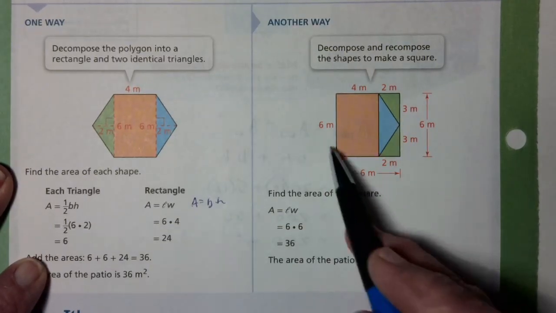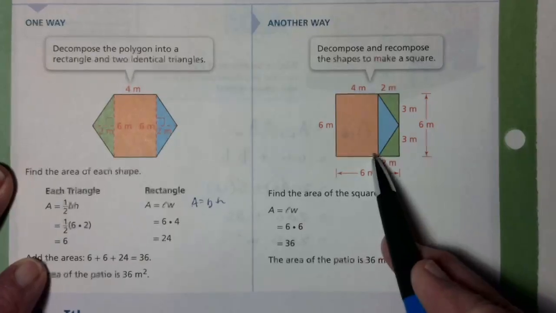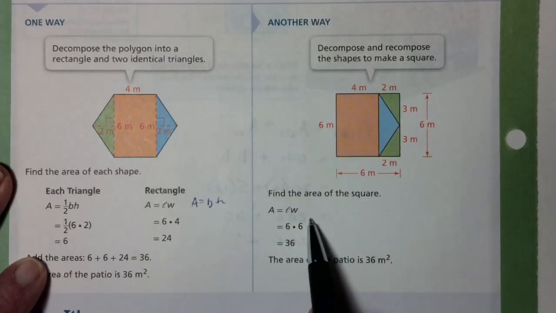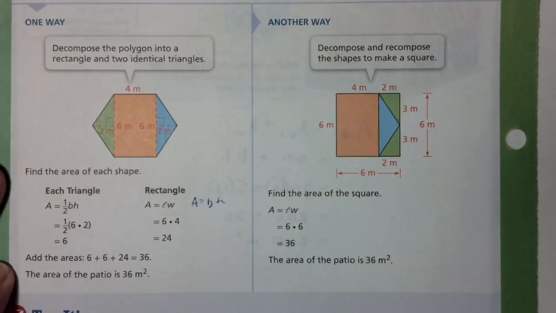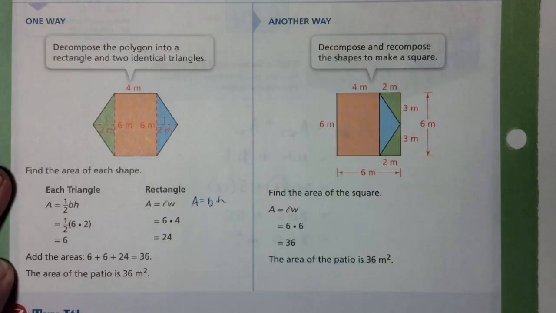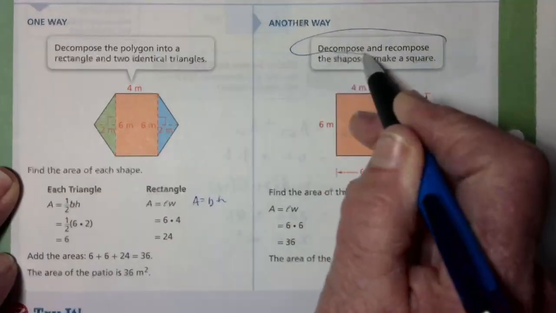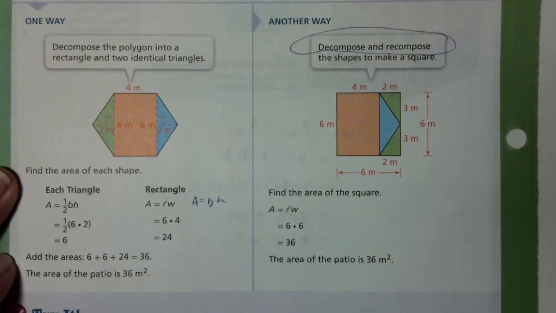Which made a square, because this is 6, and now this was 4, and 2 makes 6. 6 times 6 is 36, and so there you have it, and you got the same answer doing it that way. So you can decompose, you can recompose. Decompose and recompose means to put back together.